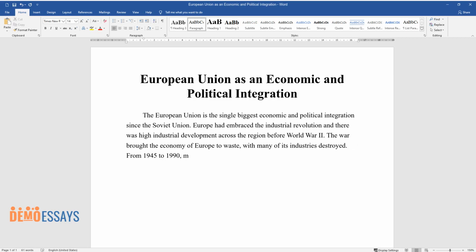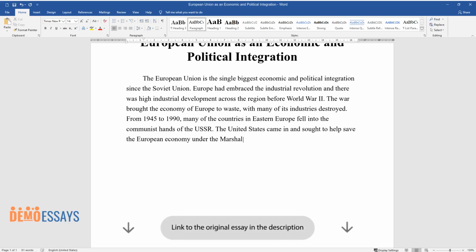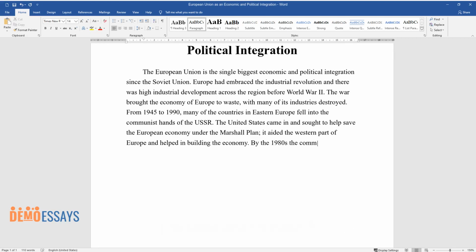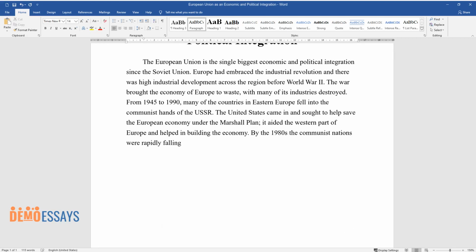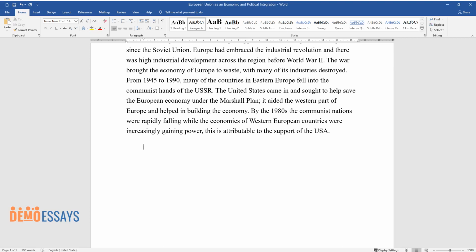From 1945 to 1990, many of the countries in Eastern Europe fell into the communist hands of the USSR. The United States came in and sought to help save the European economy under the Marshall Plan. It aided the western part of Europe and helped in building the economy. By the 1980s, the communist nations were rapidly falling while the economies of Western European countries were increasingly gaining power. This is attributable to the support of the USA.